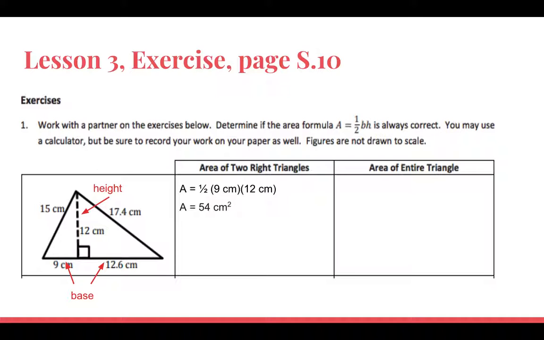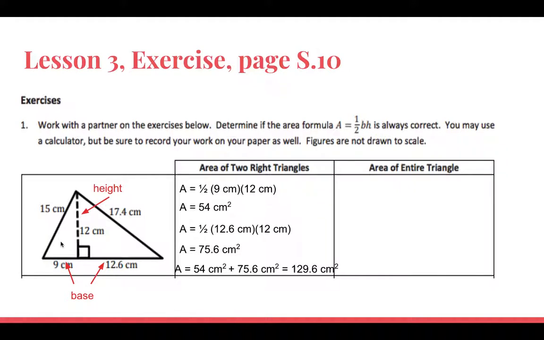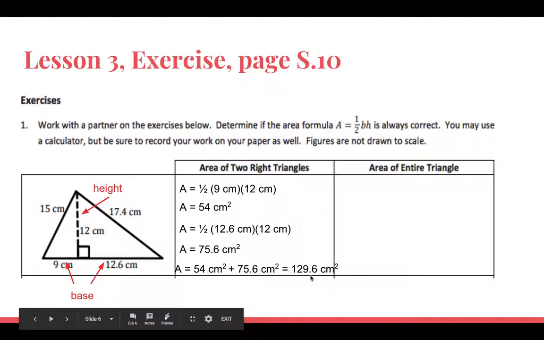9 times 12 is 108, and 1/2 of 108 is 54. Since you are multiplying centimeters by centimeters, that's centimeters squared. Now we're going to find the area of the triangle on the right side, and that's 1/2 times 12.6 centimeters times 12, which gives us an area of 75.6 centimeters squared. And now we add them together. So 54 plus 75.6 equals 129.6 centimeters squared.